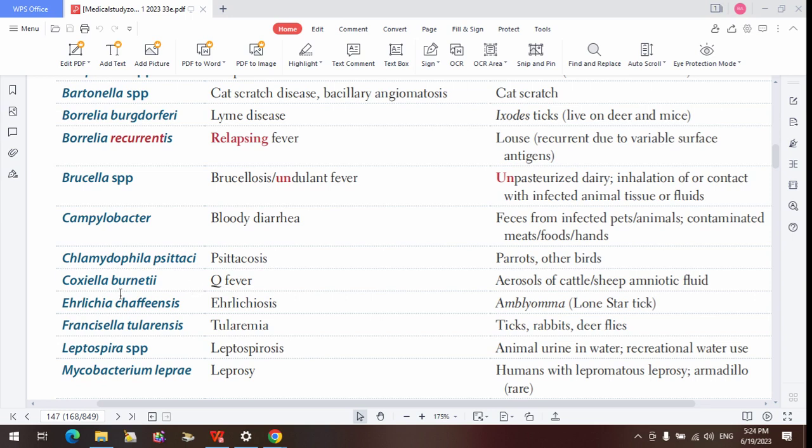This guy is also one of them. Aside from the viruses, the RSV and all those things, adeno, Coxiella burnetii is also one of them. It can cause an atypical pneumonia. So they have this low-grade cough, fever, dyspnea, and all those things. So it can affect the lungs, can cause an atypical pneumonia, and it can cause culture negative.